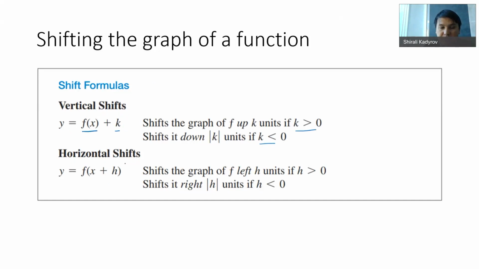And for horizontal shift, here you need to be a little careful. So you see, for the vertical shift I compute f of x and then I add some value. But here I do not compute f of x first. First I compute x plus h and then I take the f, right? So then it becomes a horizontal shift. And again, if h is positive, you're shifting left. You see, positive shifts left, not to the right. And if your h is negative, then it means you're shifting right by the opposite value, h units.